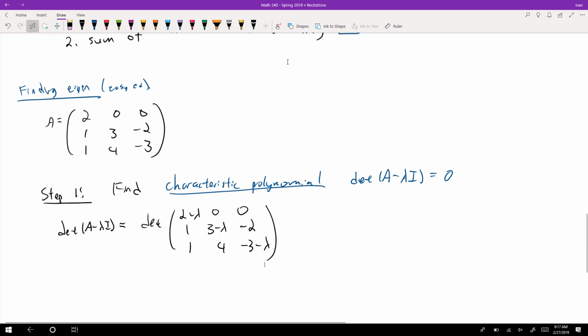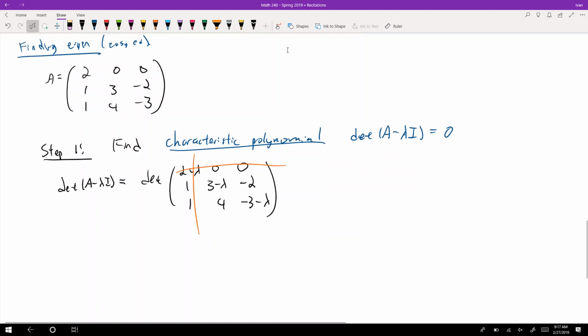How are we going to do this? Cofactor expansion. So here's the thing for eigenvalues and eigenvectors: don't use row reduction, because how do you cancel out the 1 with 2 minus lambda? The answer is you're not going to. So the only way really to compute these is using cofactor expansion. In this case, it's easy because there's only one cofactor expansion to do, which is 2 minus lambda, and then times the determinant of the lower right cofactor. So that's 3 minus lambda, negative 2, 4, negative 3 minus lambda.